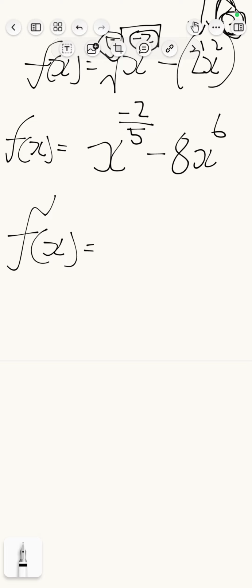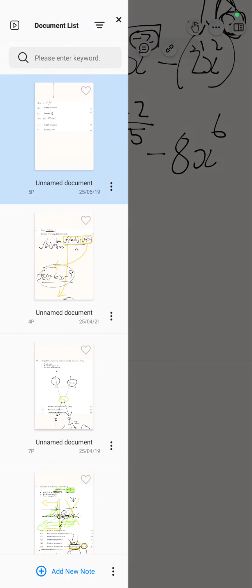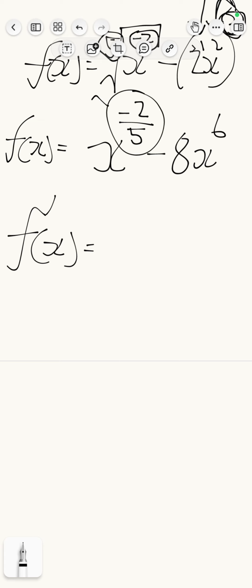What was the rule again? Exponent times coefficient. That is an invisible 1 there. So minus 2 over 5 times 1 stays minus 2 over 5. Exponent times coefficient, minus 1 from the exponent. So go put minus 2 over 5 minus 1 in the calculator. The calculator is probably going to say minus 7 over 5.